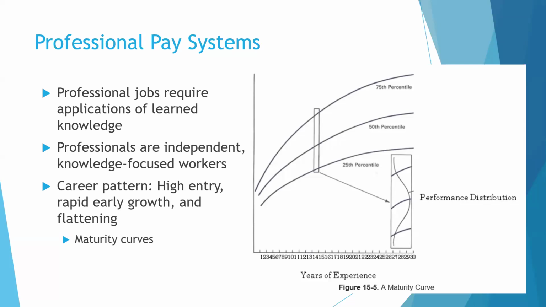So the career pattern for professionals is that they get higher pay at entry because they're coming in with these competencies. They get rapid early growth because they're able to hopefully apply those competencies into their jobs in their first few years of their career, but the pay flattens out over time. And you can think about this for maybe doctors, depending on how much you know about doctors.